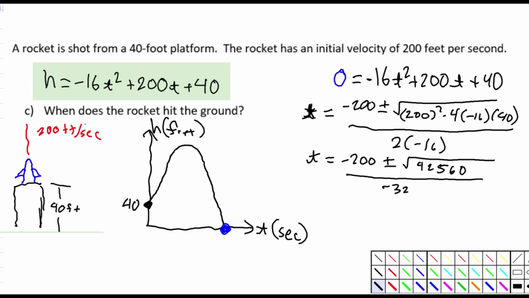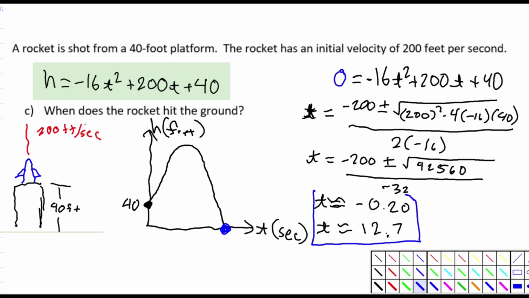All right. And when I come back, my answers are, I have 2 times. I have 1 time at -2/10 of a second, and my other time is at 12, I'm rounding, so about 12 and 7/10 of a second. So here's my times. So what does this tell us? This tells us that the rocket will hit the ground at 12.7 seconds.